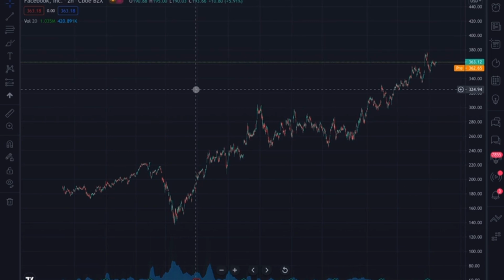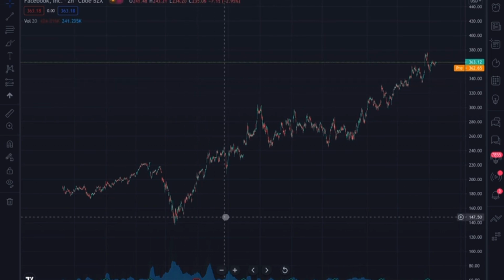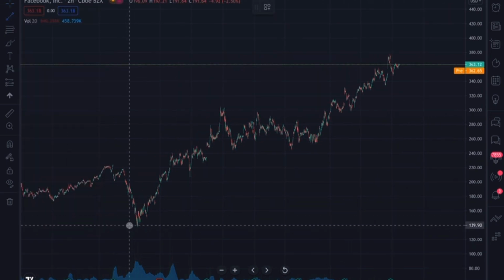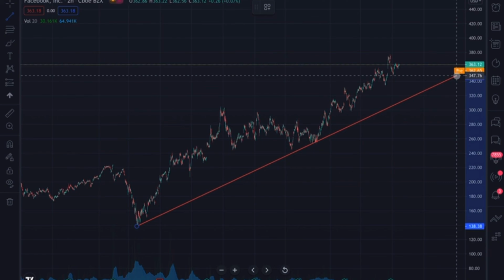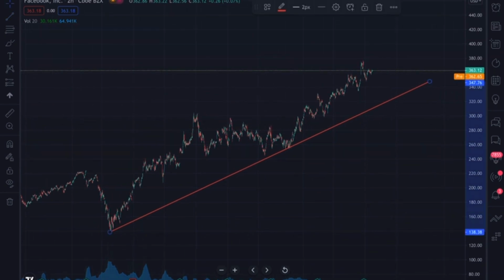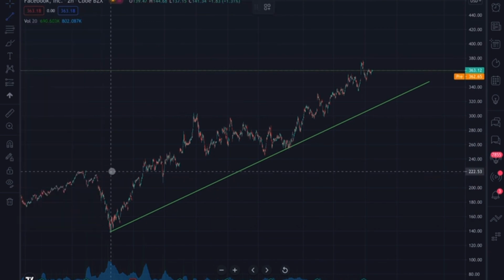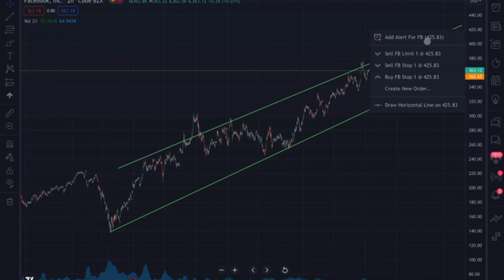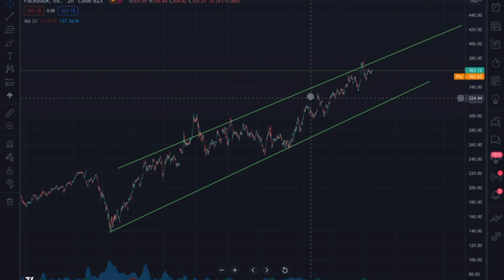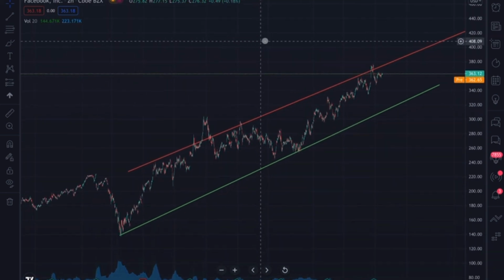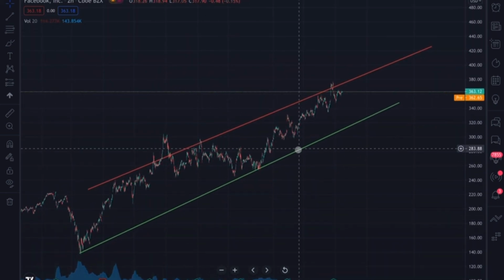So let's jump over to the technical analysis of the company. So here we have Facebook, and we can clearly see that it's moving in a positive trend. Let me just change the color here. Yeah, as you can tell, we are moving in a positive channel.